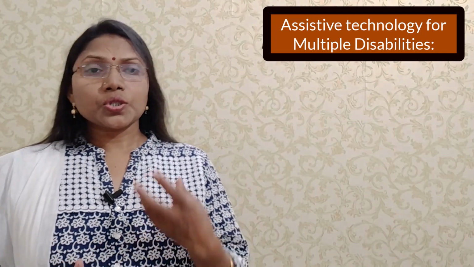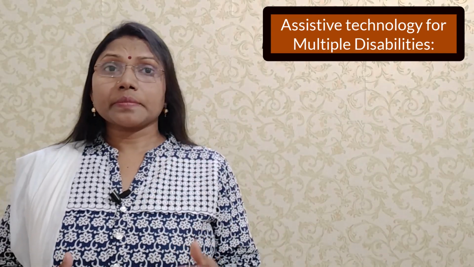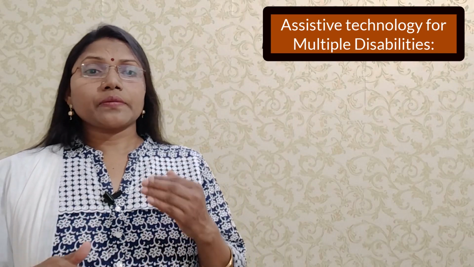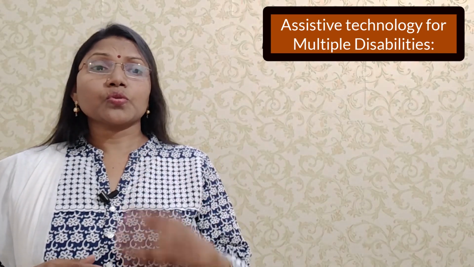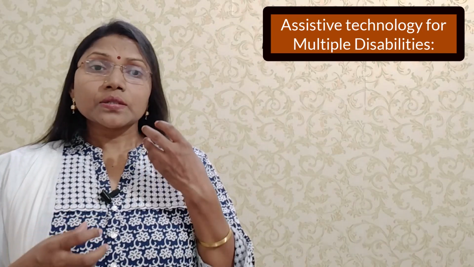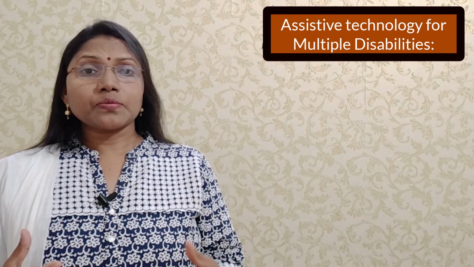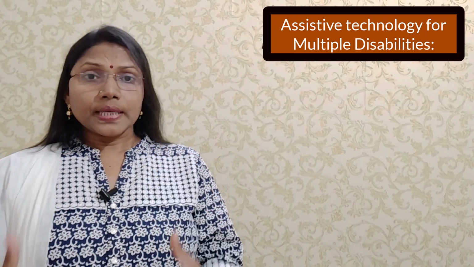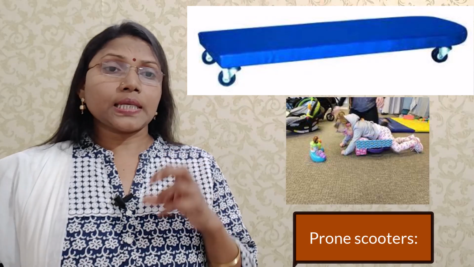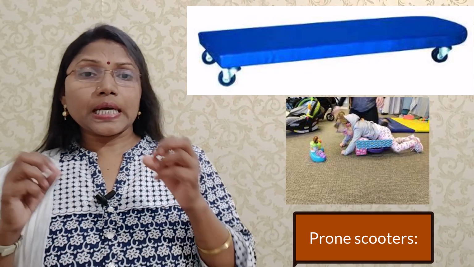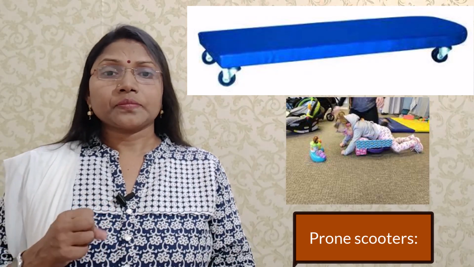Now we look at assistive technology for multiple disabilities. These mobility devices can be useful for indoor and outdoor use. Like scooters, there are many types of scooters. First one is prone scooters. It requires the use of the arms and the ability to lift the head while moving.